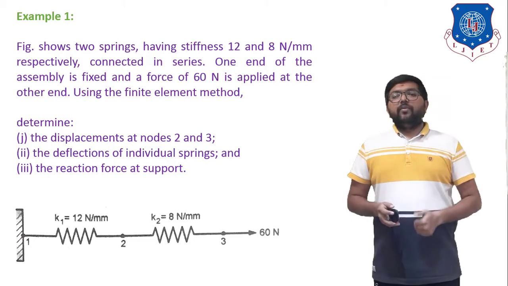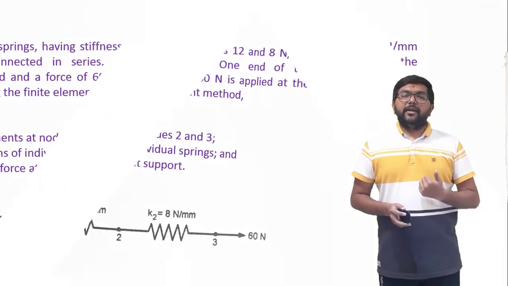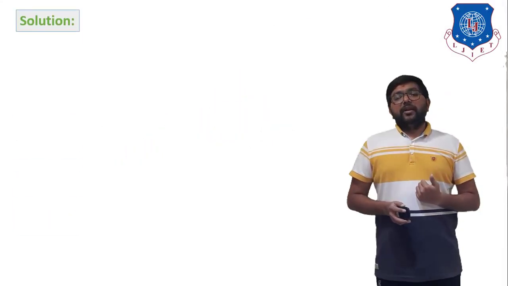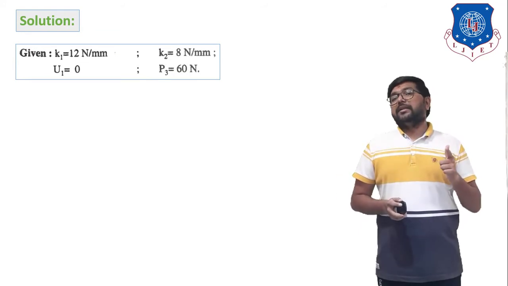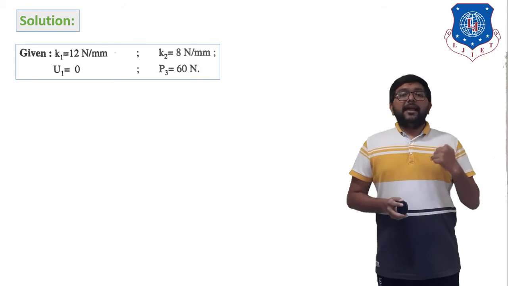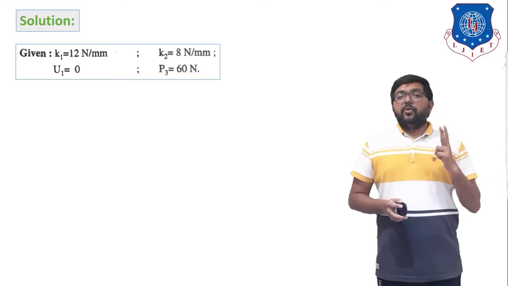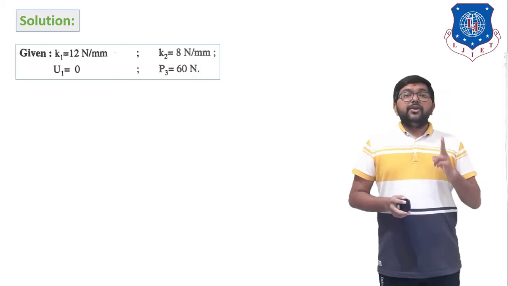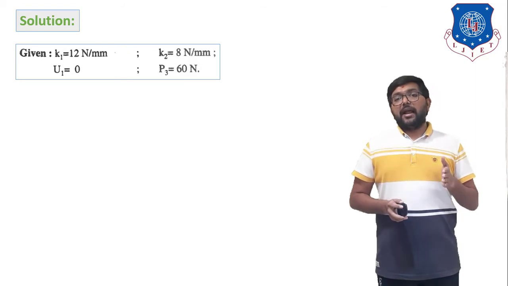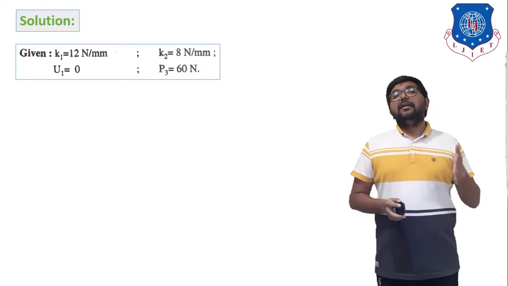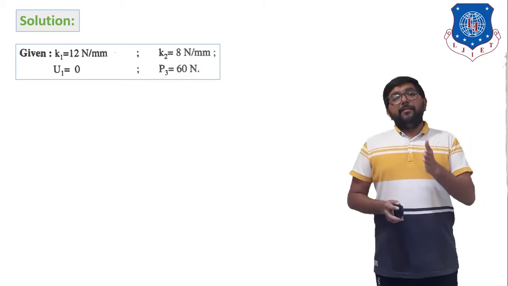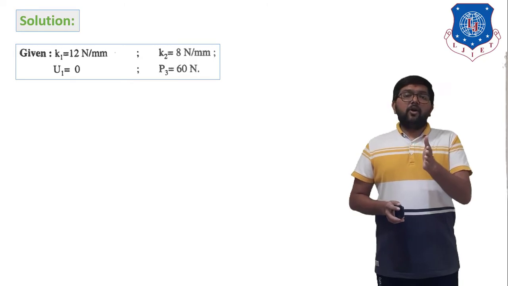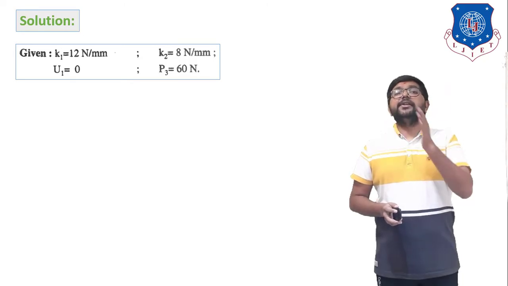Okay, so now we start to solve this numerical. The given data: K1, the stiffness of spring 1, is 12 Newton per mm. K2, the stiffness of spring 2, is 8 Newton per mm. U1, the deflection at node 1, we consider as 0, because node 1 is fixed as seen in the figure. P3, the load applied at node 3, is 60 Newton.